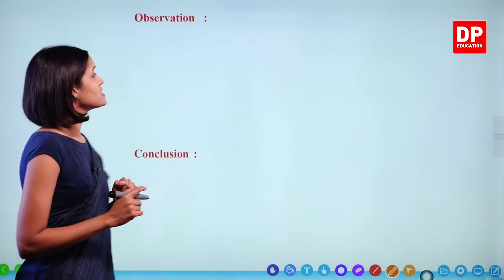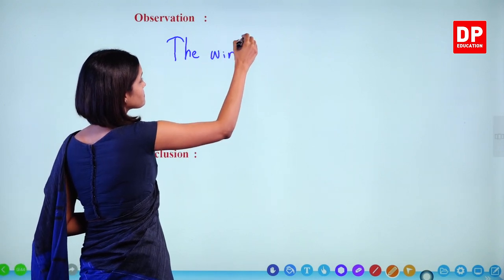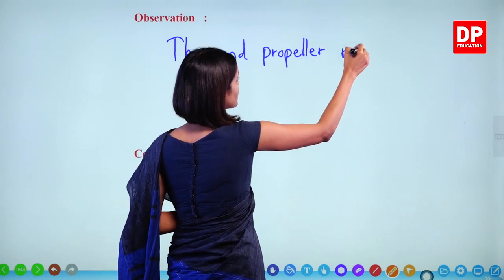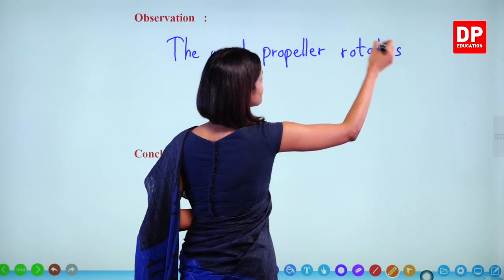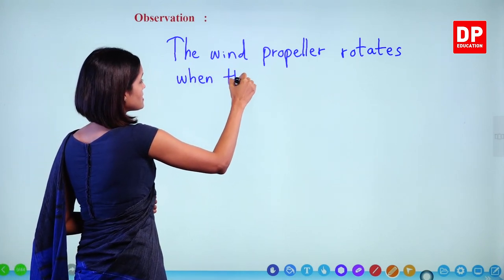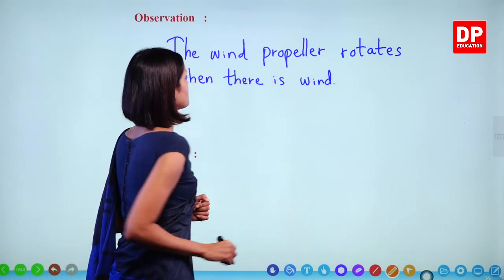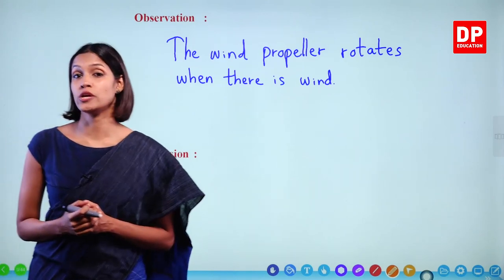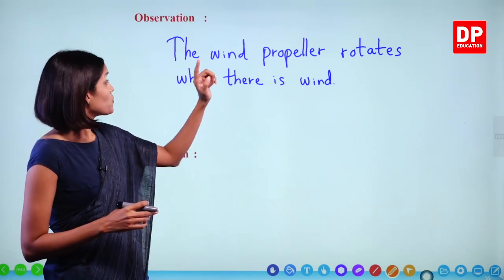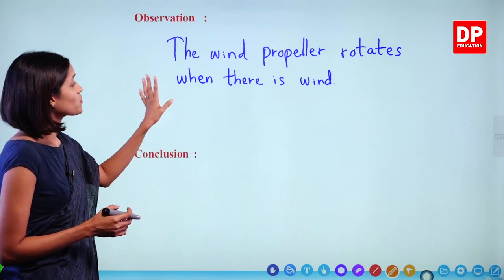We will write the observations. The wind propeller rotates when there is wind. So what will happen with the speed of the wind? When the speed of the wind is higher, this propeller will rotate faster. Okay, children. So the wind propeller rotates when there is wind.